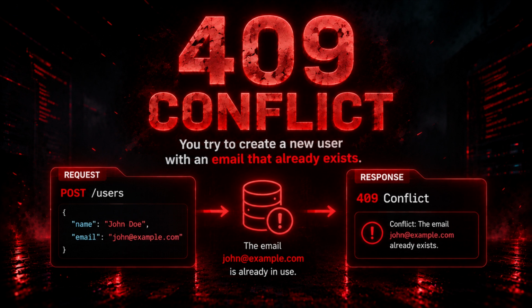Another example is when two users try to update the same record at the same time, and one update conflicts with the other. Easy way to remember. 409 means your request conflicts with existing data or the current state of the resource.